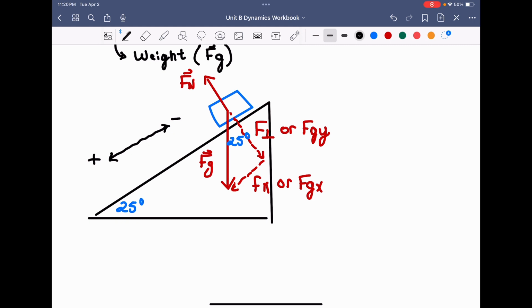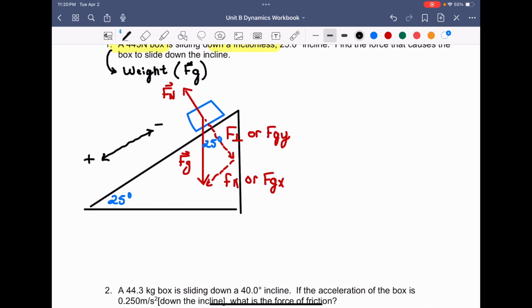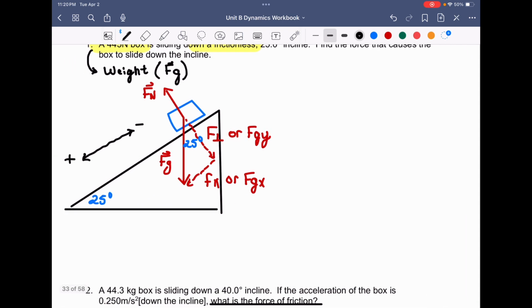And what we're going to want to figure out here is, now that we have our free body diagram, let's put together an FNet statement. From there, we can figure out the force that we're looking for. Because they want the force that causes this to slide down the incline, let's write it out. Our FNet is equal to F parallel plus FF, and I'm going to make sure to put all my signs on here.